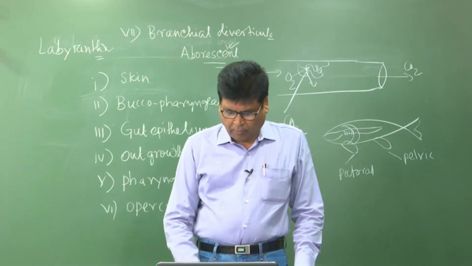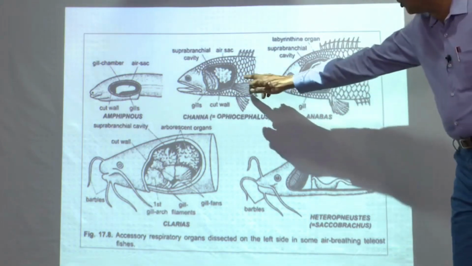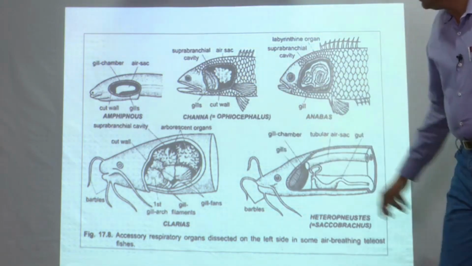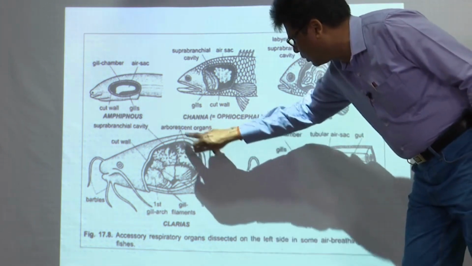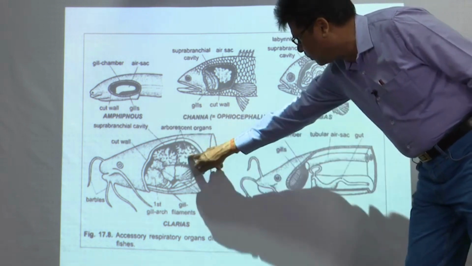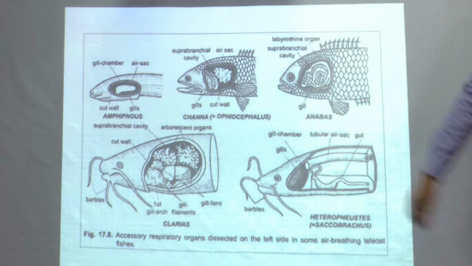Now again a different type. This is the labyrinthine organ, and this is, for example, the suprabranchial cavity organ. This is also found in Clarias. I have told you this is the arborescent organ, and this is the labyrinthine organ. So, these are some diagrams regarding the accessory respiratory organ.